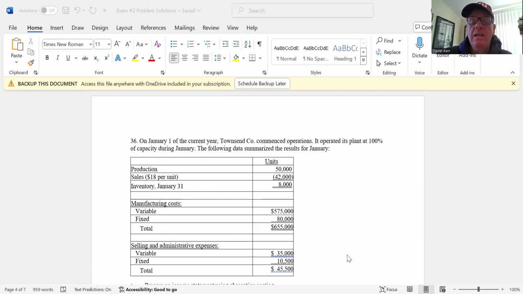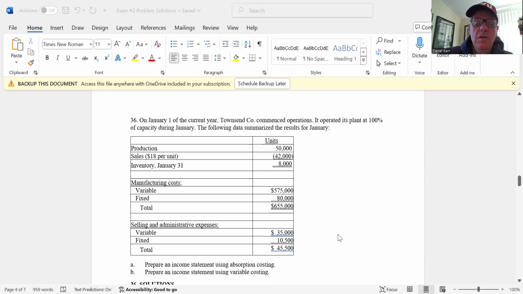So you know right off the bat, when they ask you to do the absorption costing, it is going to give you a higher net income than the variable costing, because anytime you have an increase in the inventory, when you produce more units than you sell, absorption costing is going to give you a higher net income because your ending inventory is going to reflect a fixed cost. Whereas we know in variable costing that fixed costs are always considered a period cost.